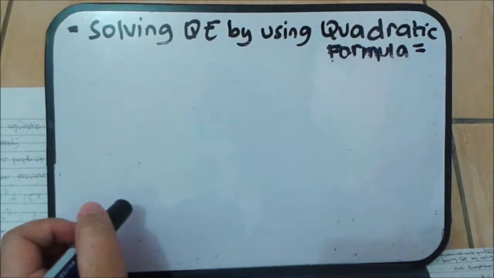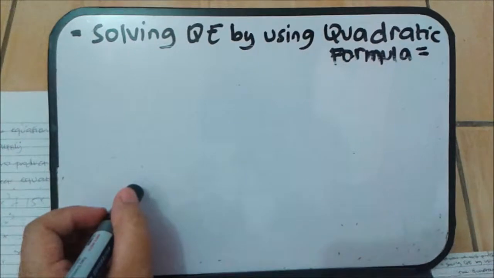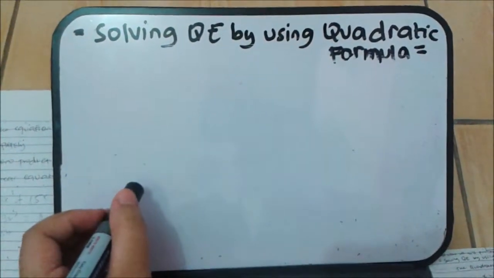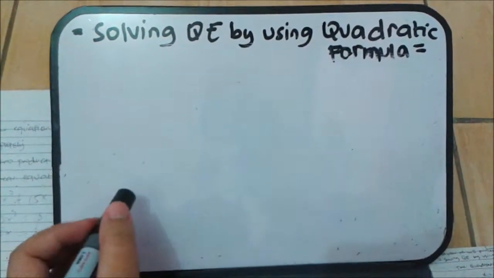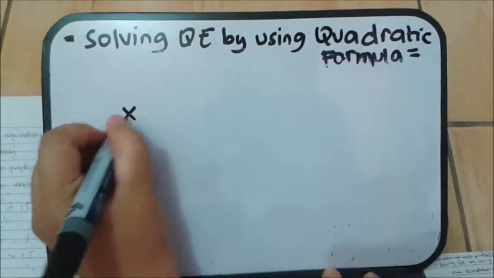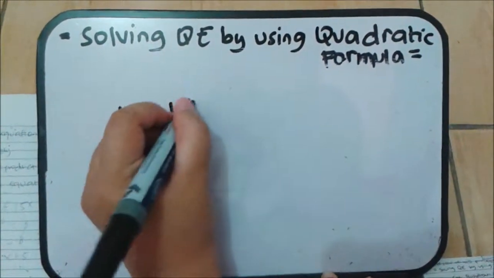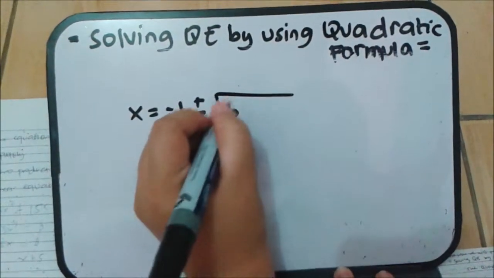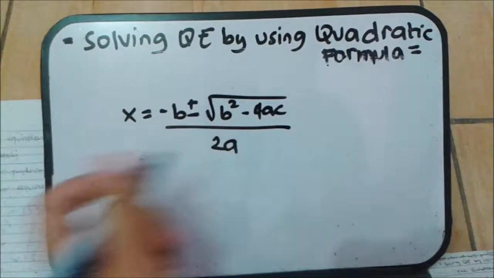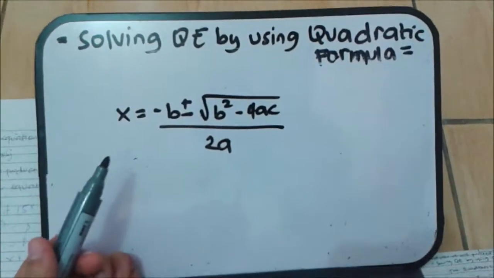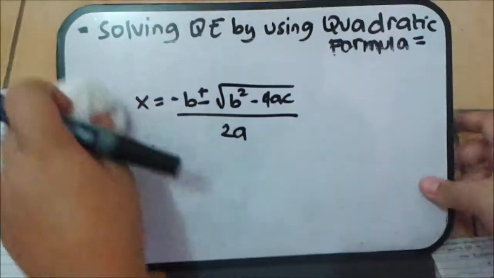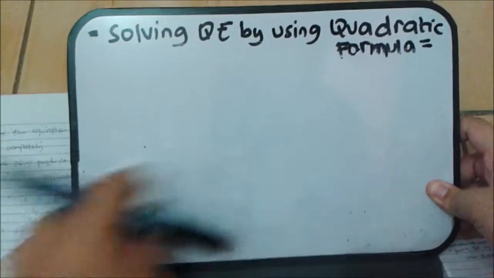Okay, now we will proceed to the next method, solving a quadratic equation by using the quadratic formula. The quadratic formula can be used to solve any quadratic equation. The quadratic formula is x equals negative b, plus or minus the square root of b squared minus 4ac, all over 2a. Just always remember, this is your quadratic formula.